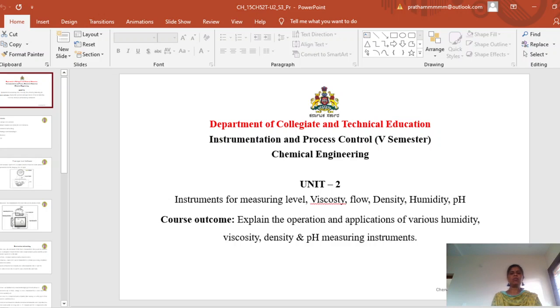Last class, you might remember that we have learned about the sight glass method level indicator, then the hook type level indicator for measurement of the liquid level in a tank, and also the different methods of liquid level measurement.